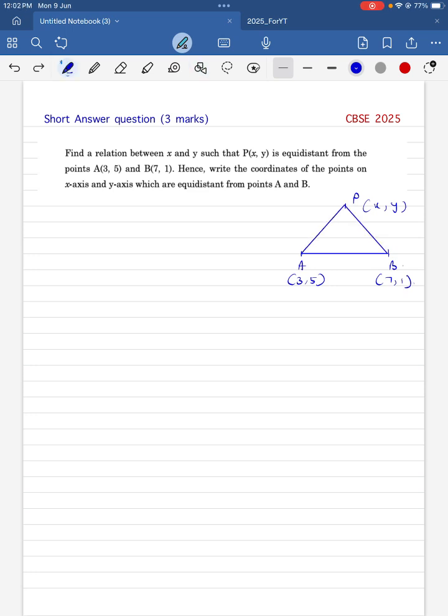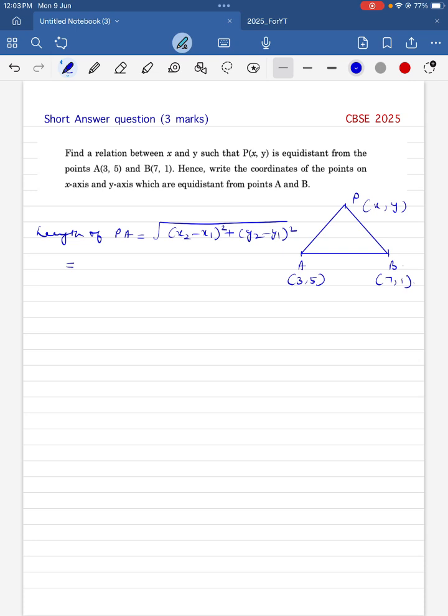As they've mentioned in the question, this point P is equidistant from A and B, which means the length PA should be equal to PB. Let's try to find out the length of PA by using the distance formula. We know that the length of PA is equal to the root of (x2 minus x1) the whole square plus (y2 minus y1) the whole square. Here the values of x2, x1, y2, y1 can be taken from the 2 points P and A.